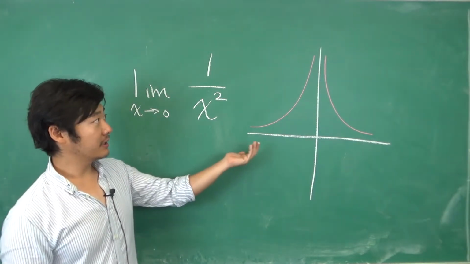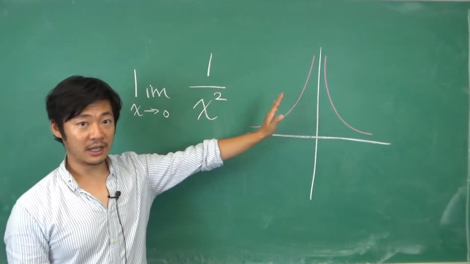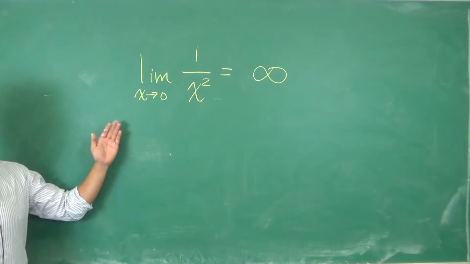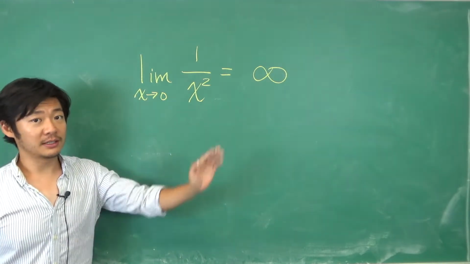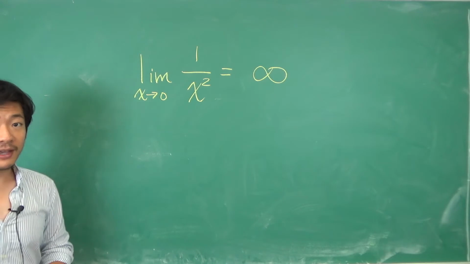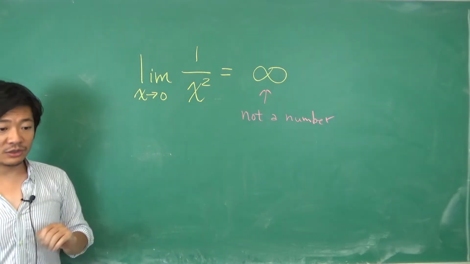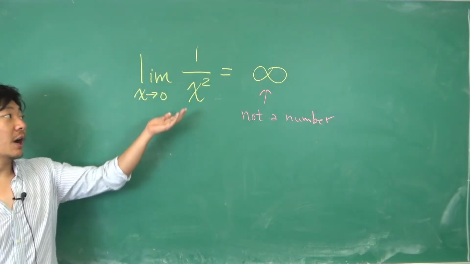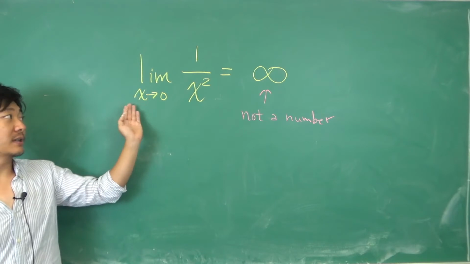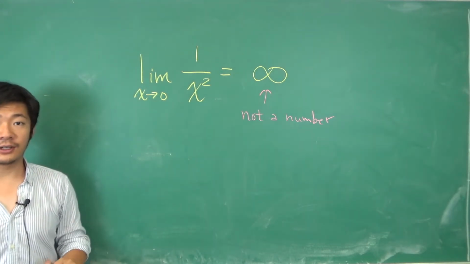However, we notice that as x approaches 0, the value of the function is getting larger and larger. So we would write that the limit as x goes to 0 of 1 over x squared is equal to infinity. Now, keep in mind that infinity is not a number. Writing that this equals infinity is just a notation to describe the behavior of this function as x approaches 0. It's saying that the value gets larger and larger.